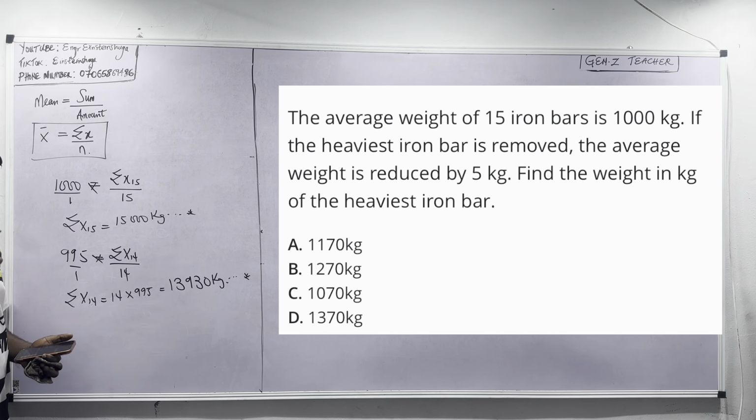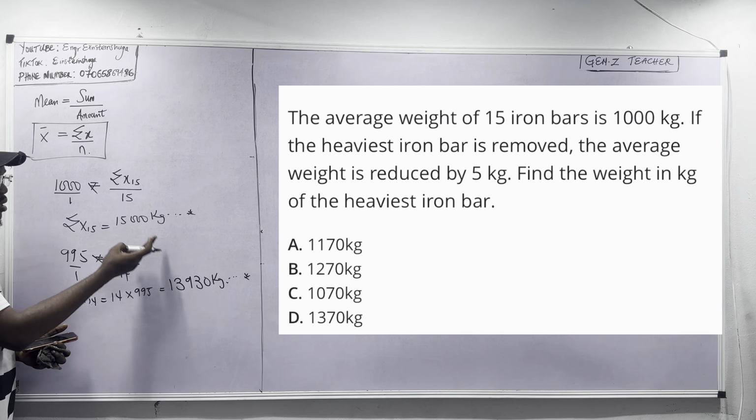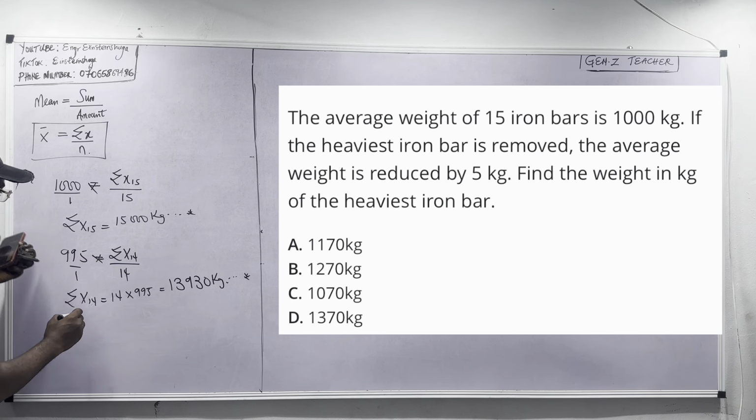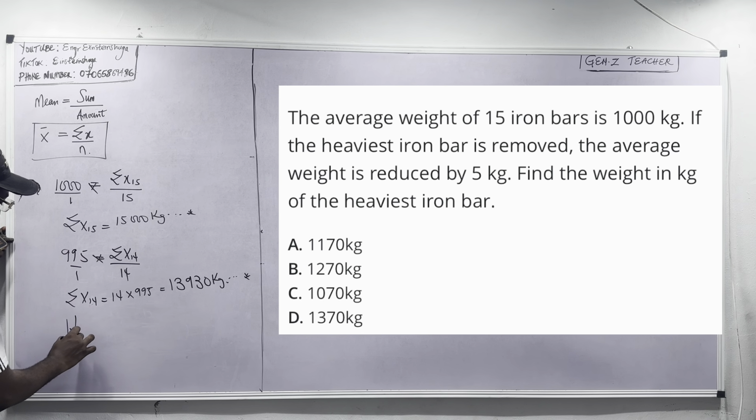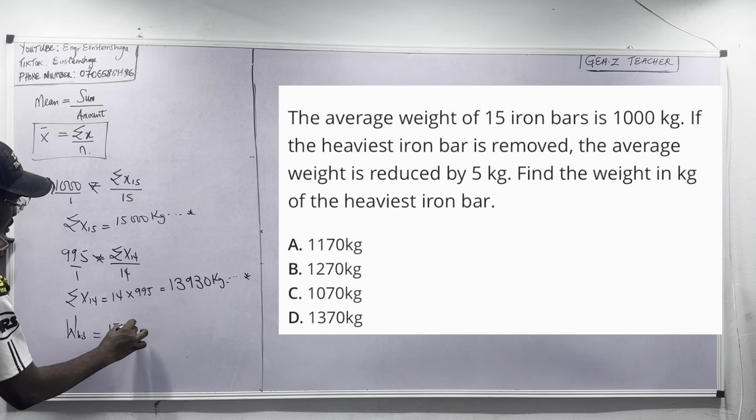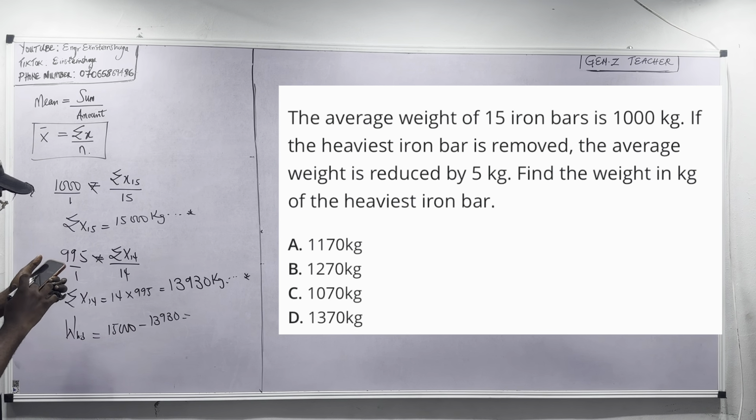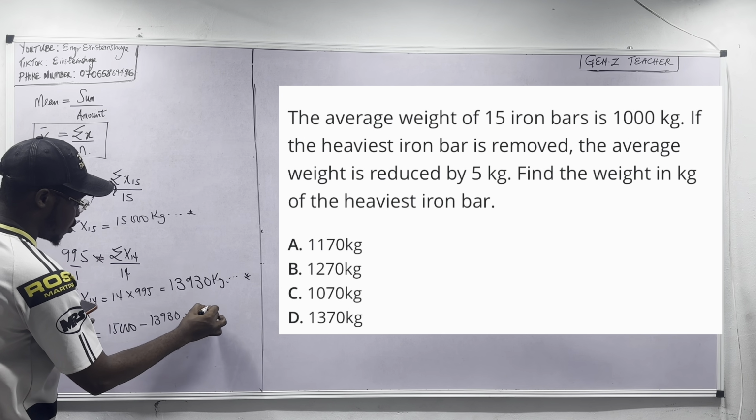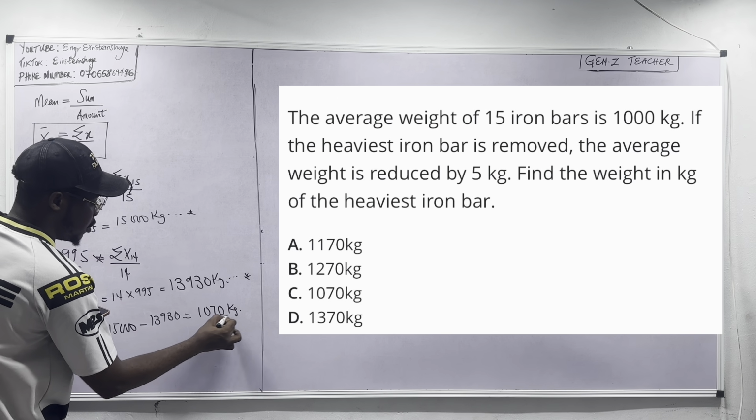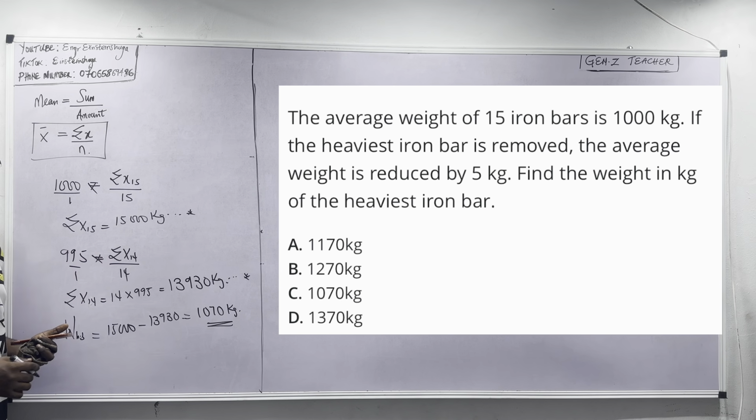Now the reduction of the value is because we removed the heaviest iron bar. So obviously the weight of the heaviest iron bar will be the difference in these two values. The weight of the heaviest iron bar is going to be 15,000 minus 13,930. Let's subtract that. We're going to have the answer to be 1070 kg. So this becomes the answer to this question.